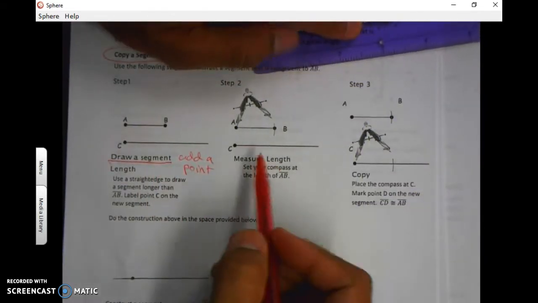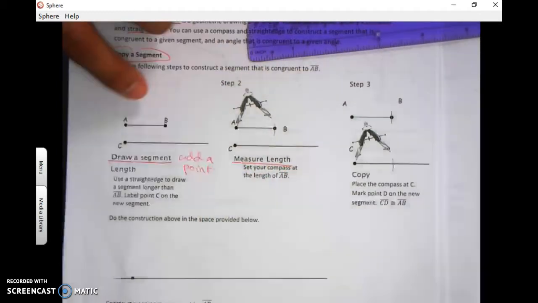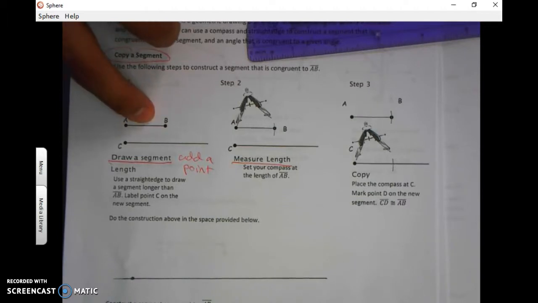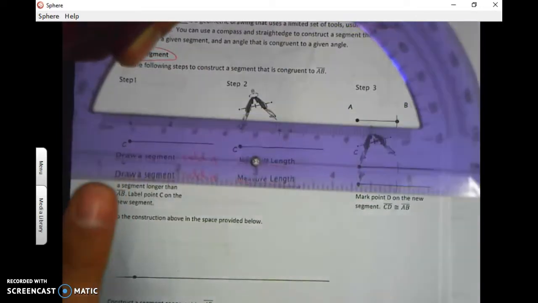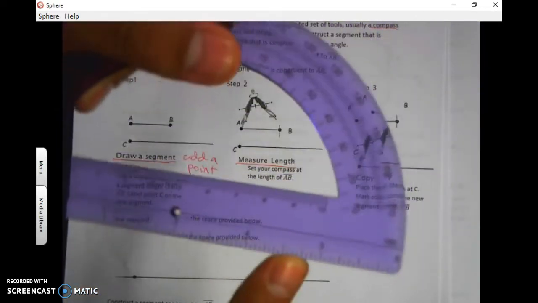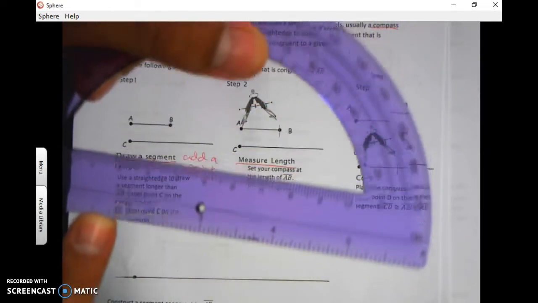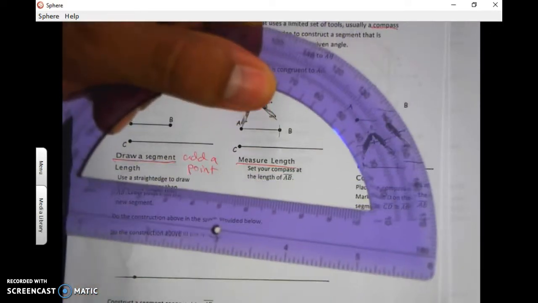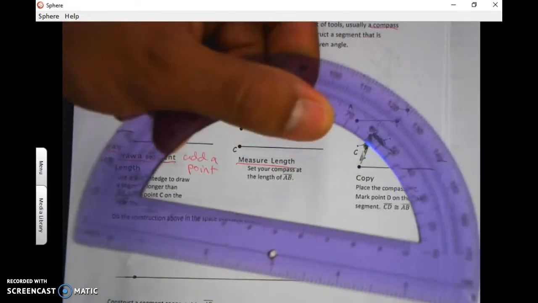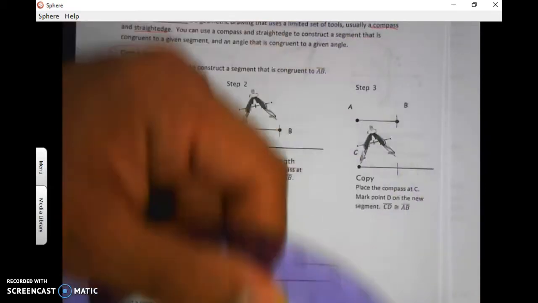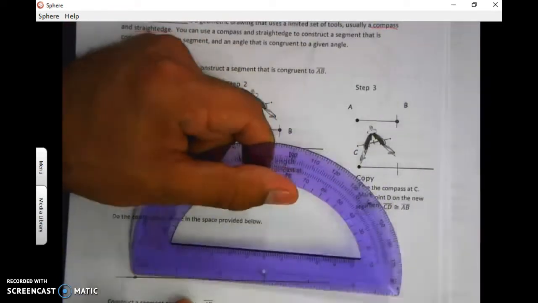Step 2 says measure length. So here's what we're measuring. Up here, this segment right here, AB, is what we're measuring. Now, I want you to notice, on your protractor, you have inches, right? We are not, and I repeat, not measuring in inches today. We are never going to measure in inches or degrees or anything when we do constructions. The only thing we're doing is making arcs, circles, and straight lines. That's it. So again, you are not going to just say, that's about 1 inch. Don't do it that way.